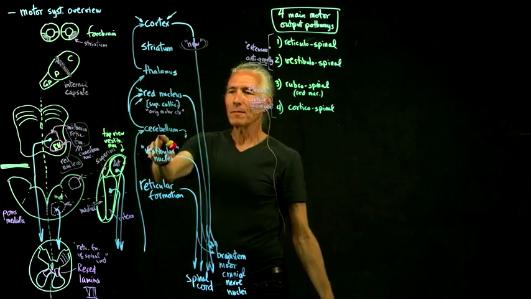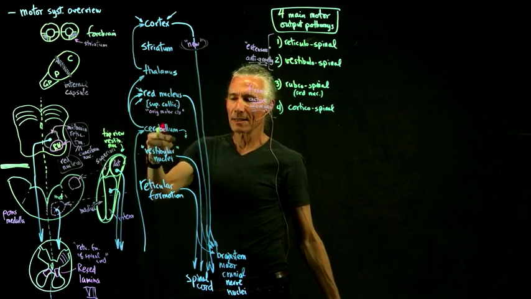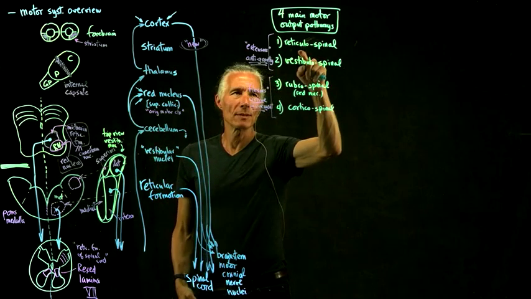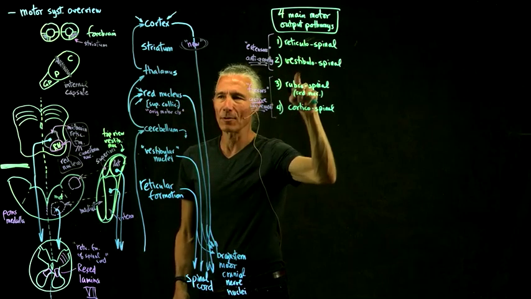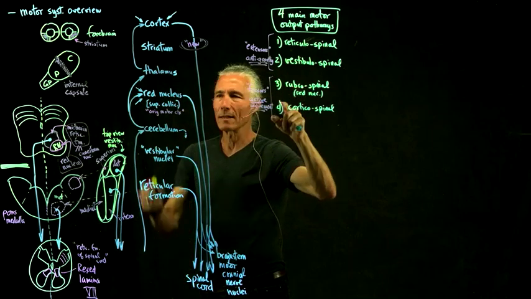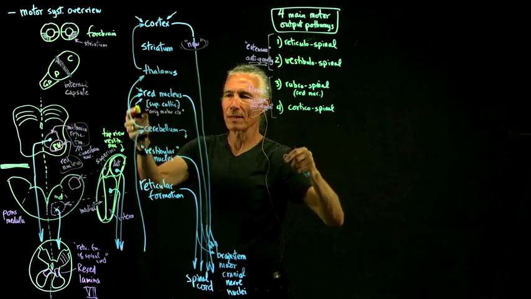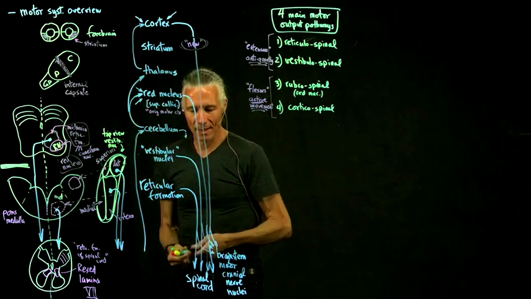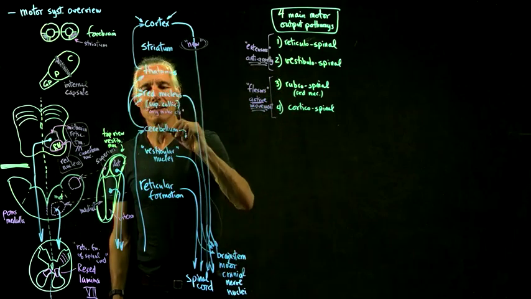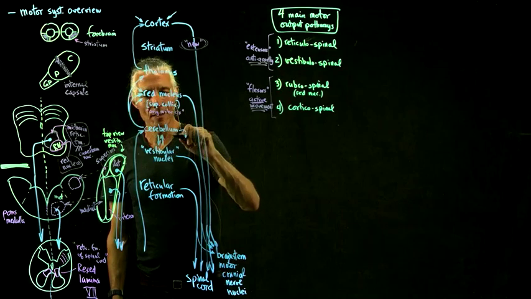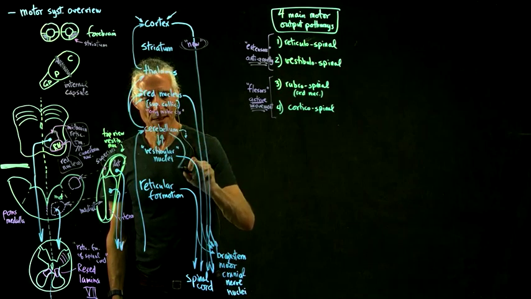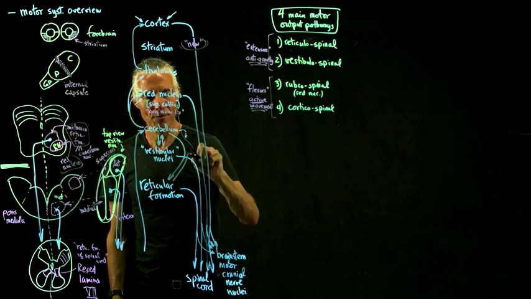But the main point here is that it's not a major output pathway like reticulospinal, vestibulospinal, rubospinal, and corticospinal. It has to somehow get out through one of these, and it can get out through the red nucleus. It also has projections down to the vestibular nuclei. It can get out through those, and it has projections down to the reticular formation. It could get out through those.